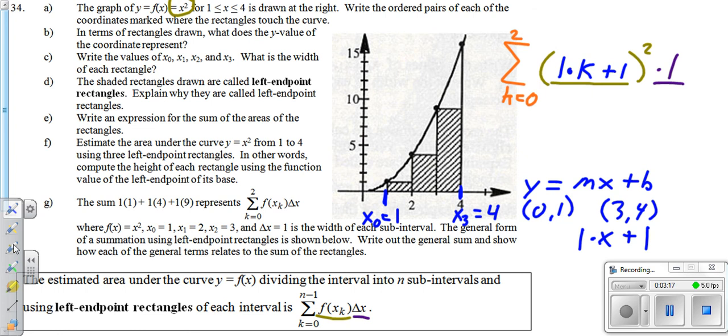Now, typically, people are going to simplify this a little bit. Still go k equals 0 all the way to 2. And they're going to just go (k plus 1) squared. And timesing it by 1 here doesn't change it. So this is what we would get for our left endpoint.